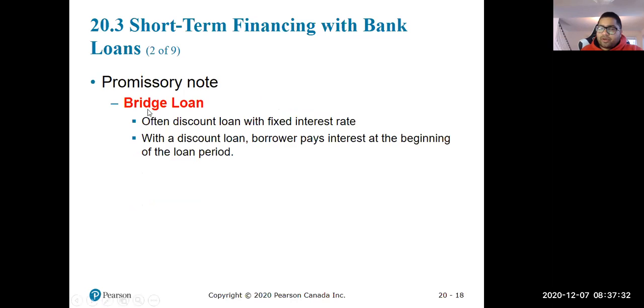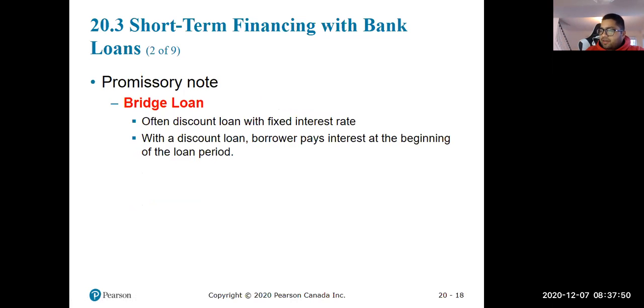Next, you can also take a bridge loan. A bridge loan is often a discount loan. Discount loan means you borrow money and you pay back in a lump sum. So you borrow $100,000, you pay back $103,000. That's an example of a bridge loan.